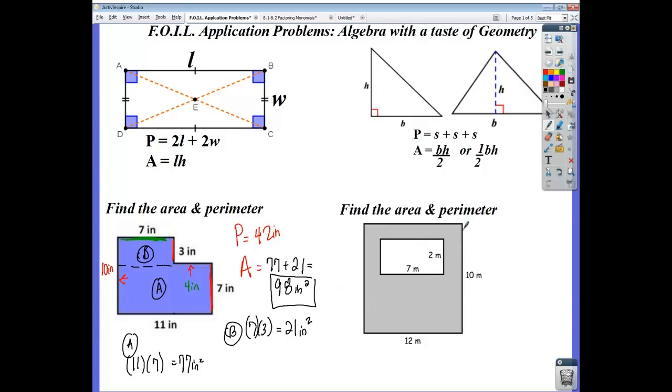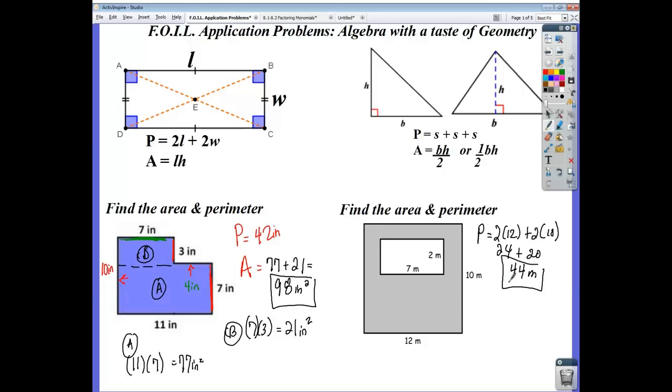Find the area and the perimeter. Well, it's easy for me to find the perimeter of the shape. We should say find the area and perimeter of the shaded region. That's what I should say. The perimeter of the shaded region is a rectangle because this is 10, this is 12. So we have 2 times the length, 12, plus 2 times the width, 10. 2 times 12 is 24. 24 plus 20 gives me 44. So the perimeter is 44 meters.